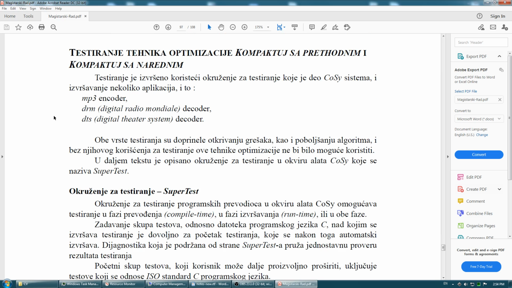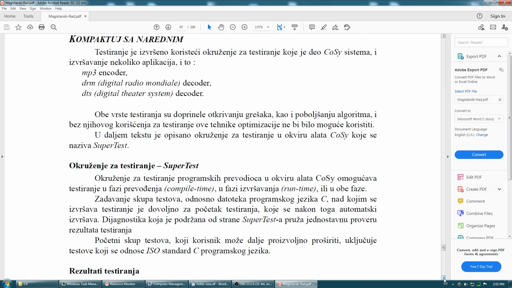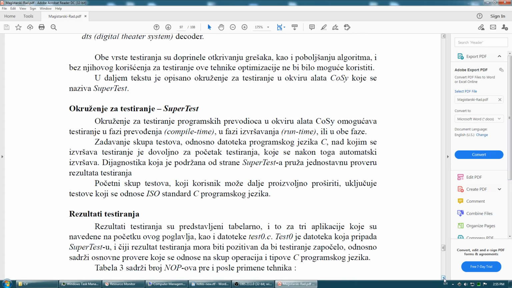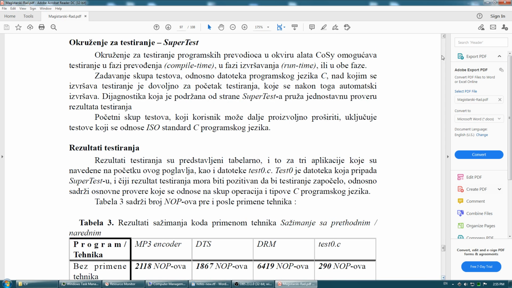So what is used here was MP3 encoder, then DRM, Digital Radio Mondiale, whatever that means, and DTS, Digital Theater System. I think that this was the most complex, when everything passed, including this so-called super test. I think that name is now changed. It's not the same name now. And this is a very expensive tool, by the way. And of course it needed a workstation, some blade, I think it was.